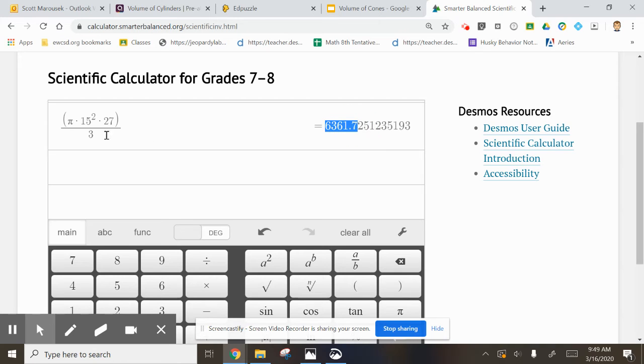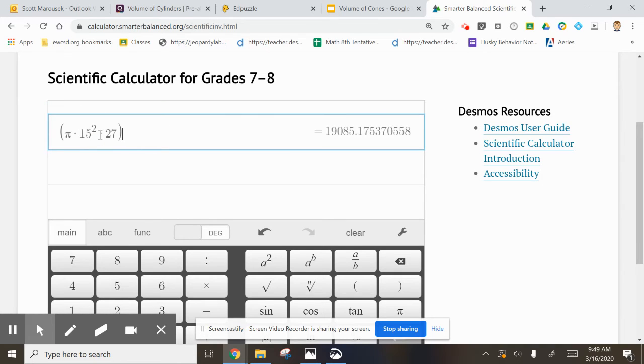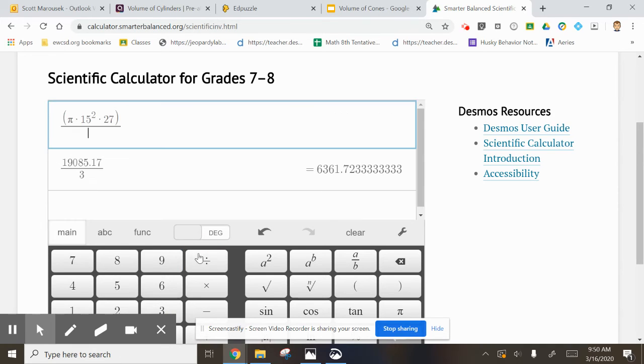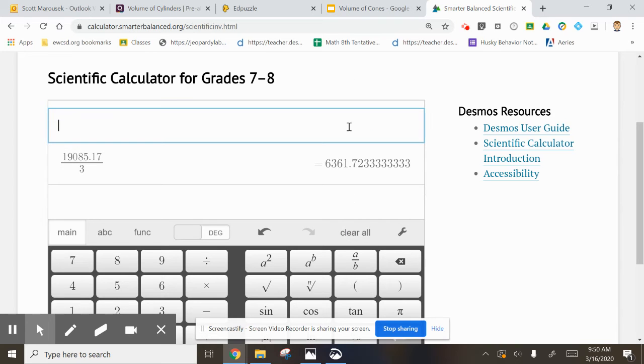6361.7. If you didn't do all that, if you couldn't figure out the parenthesis idea, could you take this number, 19085.17? And could you take that number and then divide it by 3? Of course. But if you wanted to get fancy, you could just go right here, hit the division of 3, and be good to go. All right, and you're going to get the same answer. Okay? Very cool. Let me clear this. Let's go to the next problem.